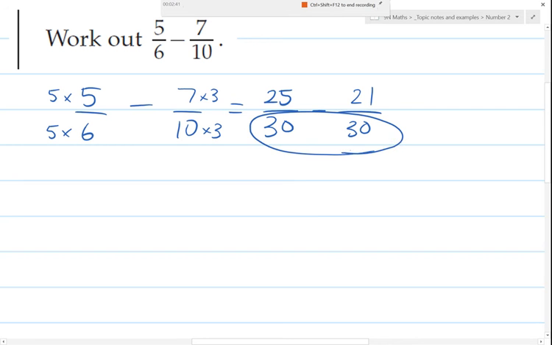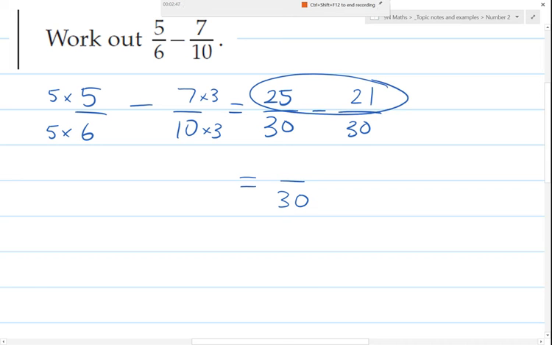Now that the bottom parts are the same, we can write this as a single fraction over 30 and simply subtract 25 and 21. That leaves us with 4. And we can simplify that to 2 over 15, and that's just by dividing top and bottom by 2.